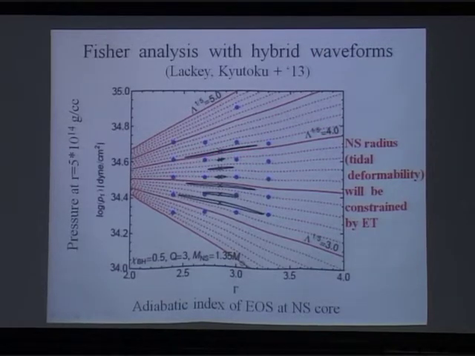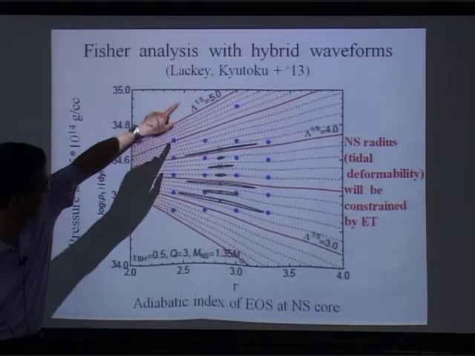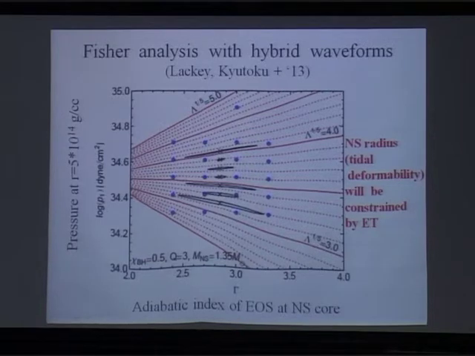What are the blue dots? Sorry? What are the blue dots? Blue dot is a numerical relativity simulation point. So they performed these simulations for this analysis. Is this solution for polytropic? This is a piecewise polytropic equation of state.